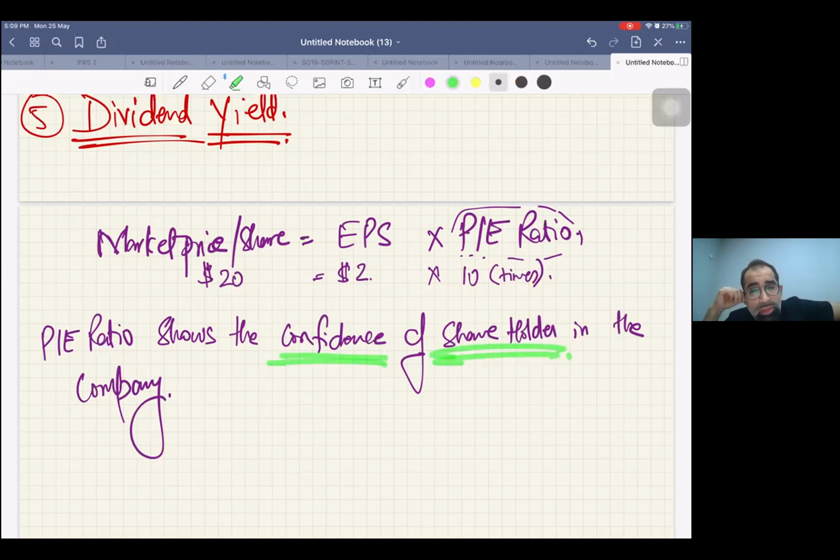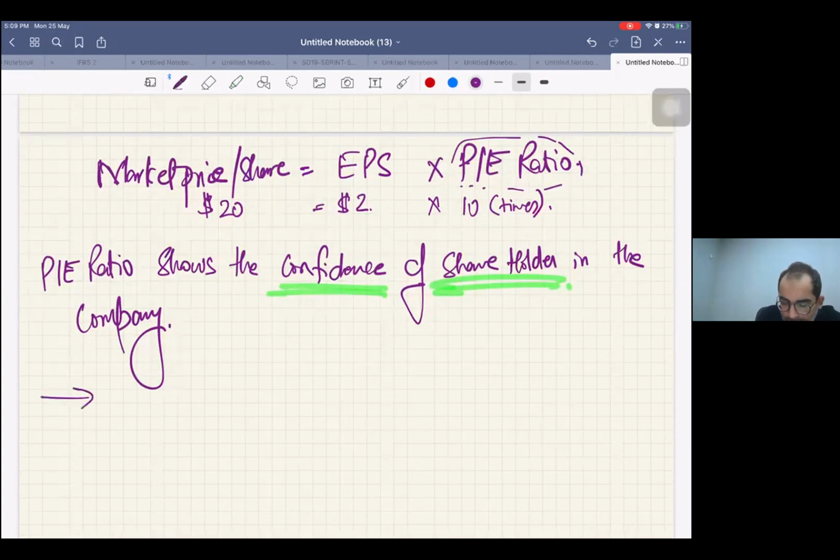So giving you one more example, Apple company. Sorry, first example is budget.